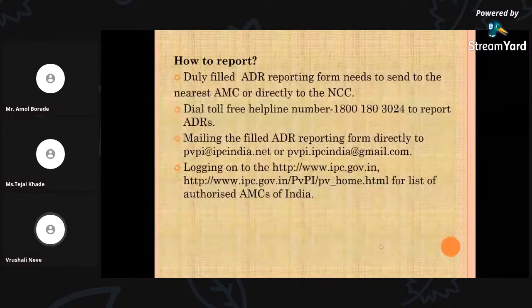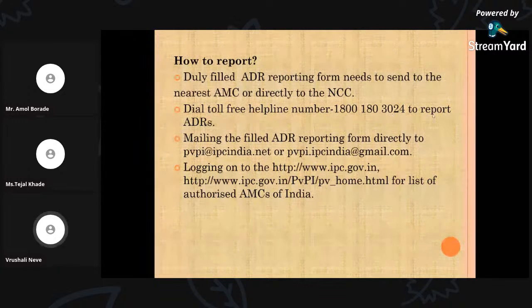Now, how to report the ADR? A particular form is provided by the various types of PV units situated in India. The duly filled ADR reporting form needs to be sent to the nearest AMC or directly to the National Coordination Centre for Pharmacovigilance.